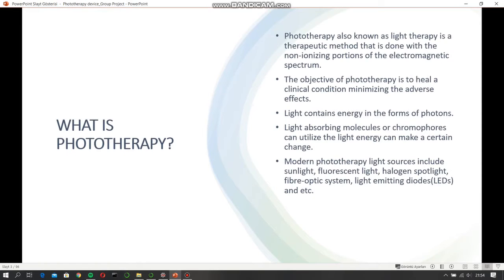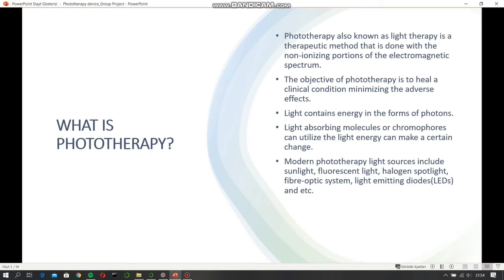Okay, let's start. What is phototherapy? Phototherapy, also known as light therapy, is a therapeutic method done with the non-ionizing portions of the electromagnetic spectrum. The objective of phototherapy is to heal the clinical condition while minimizing adverse effects.